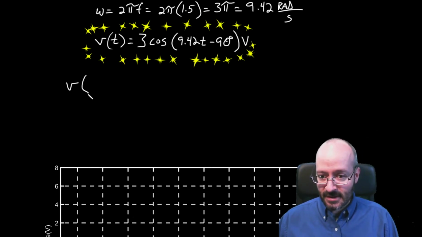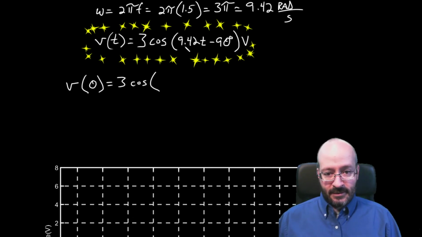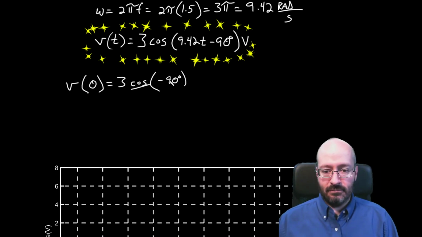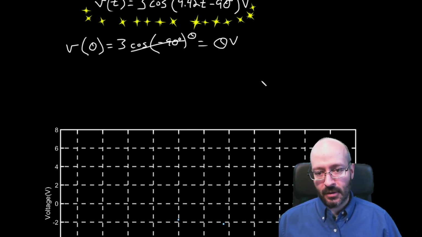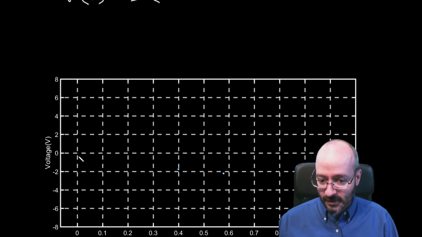So v at t equals 0 is going to be 3 cosine. This term's going to drop out because it's 0 times 9.42, and we're going to get -90 degrees. Okay, cosine of -90 is 0. All of that drops out to 0, and this whole thing is going to be 0 volts. Okay, so that tells me I'm going to take that, and let's go with this color.